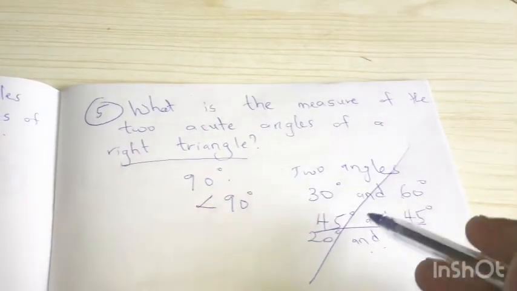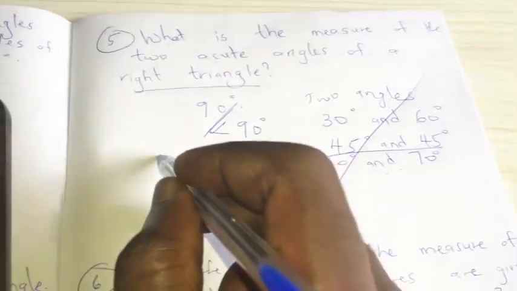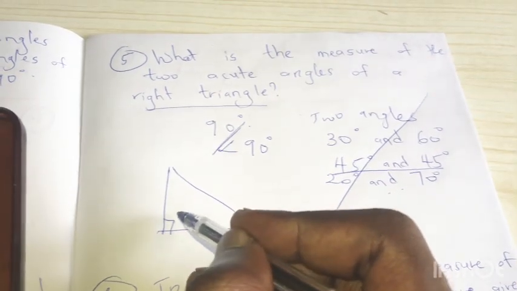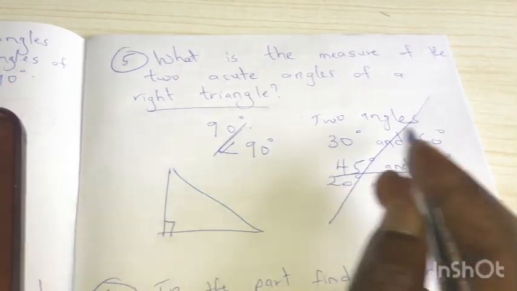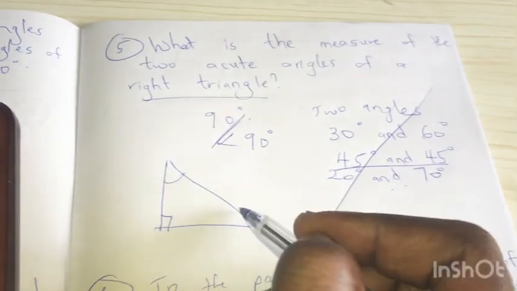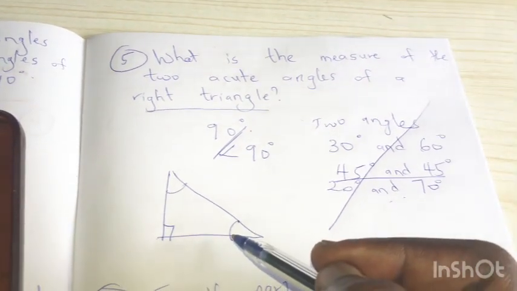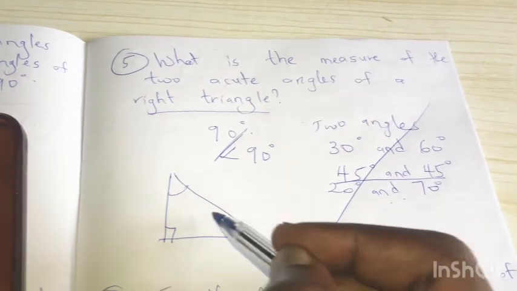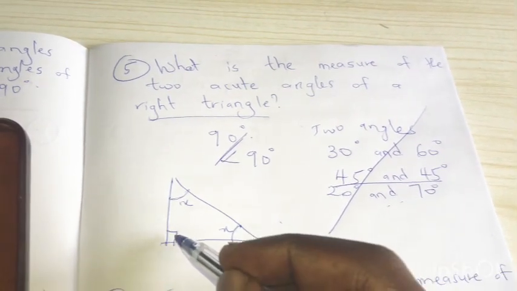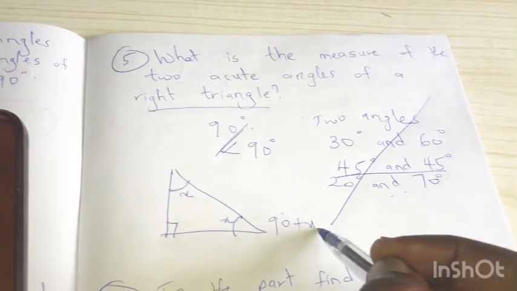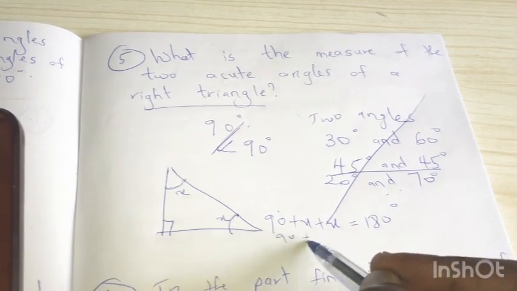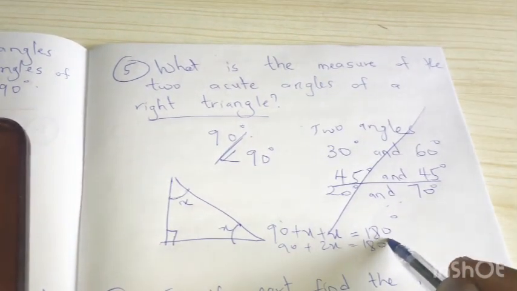Oh no, sorry, let's come. This is a right triangle. This place is 90 degrees. I'm sorry for the interruption. Now this angle and this angle are always the same. So these are the two acute angles, x and x. We know that this one is 90 degrees. So 90 plus x plus x equals what? 180 degrees. So 90 plus 2x equals 180 degrees.